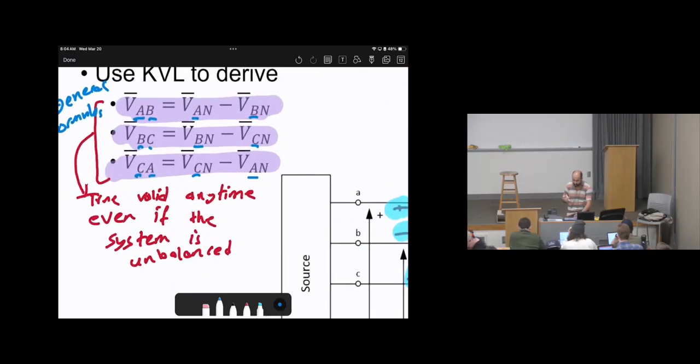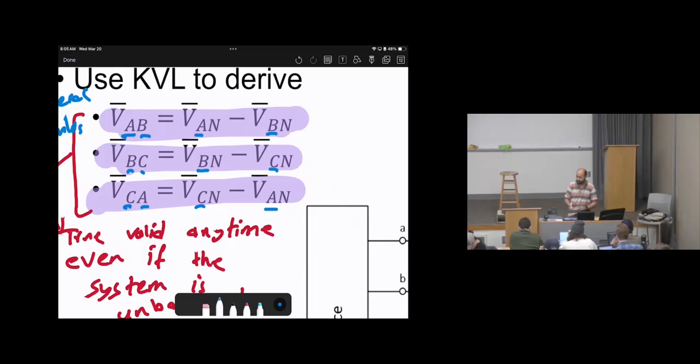Now, when you look at these formulas, you will see VAN minus VBN, which is subtracting 2 complex quantities. This sometimes can take a lot of time. So we would like to see if there are any shortcuts to calculate VAB, VBC, VCA, other than subtracting 2 complex quantities. If you do it by hand, it will take a long time. If you use the calculator, it will be faster. But is there any other faster method? The answer is yes.